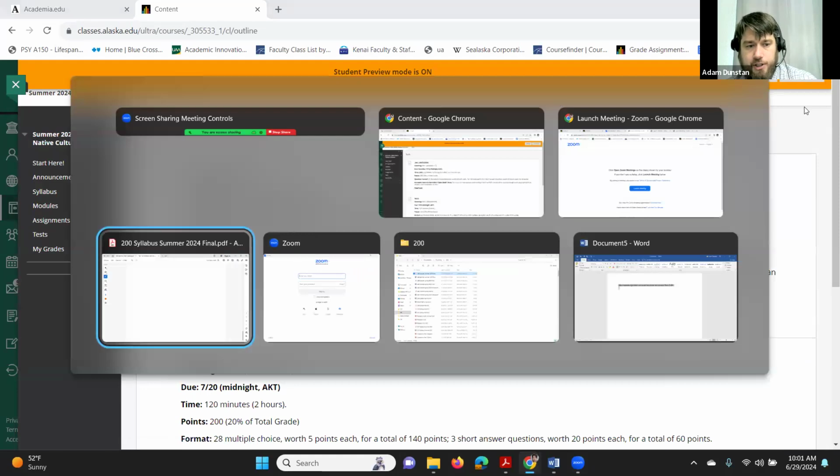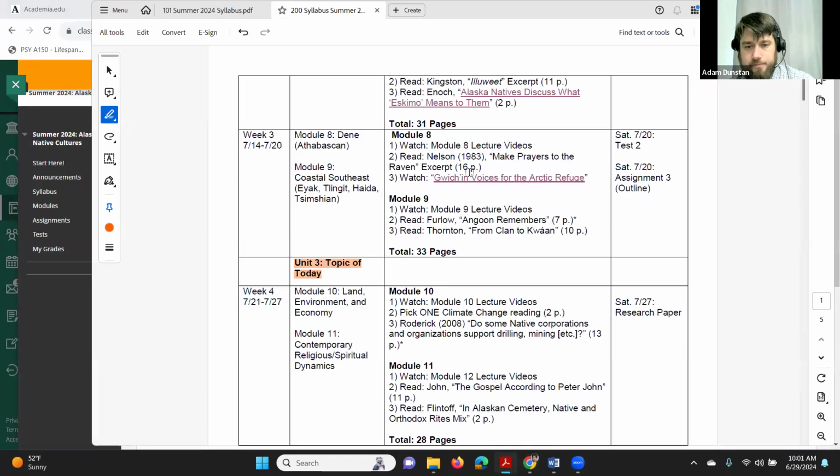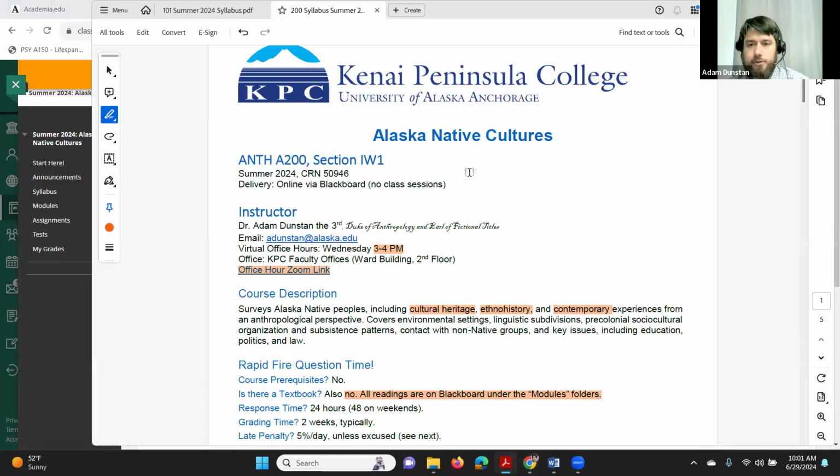Now I want to shift gears and talk about the syllabus. So I'm not going to read through every sentence of the syllabus with you. I think that would be terrible for everybody, but I will highlight a few things.